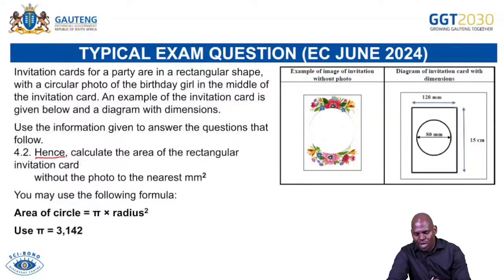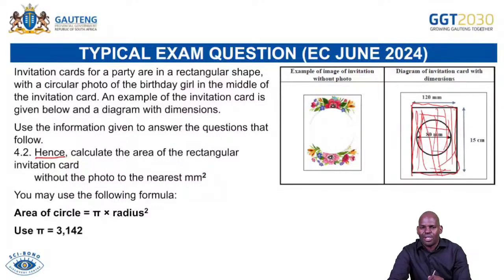So what we have calculated in the previous question is the area of this rectangle including the photo. Because what is an area? The area is an amount of space within the boundary. So the amount of space that we calculated included the circle as well. But now they say without the photo, it means we must now exclude the circle, right? We know that the rectangle we got was 18,000 millimeter squared.